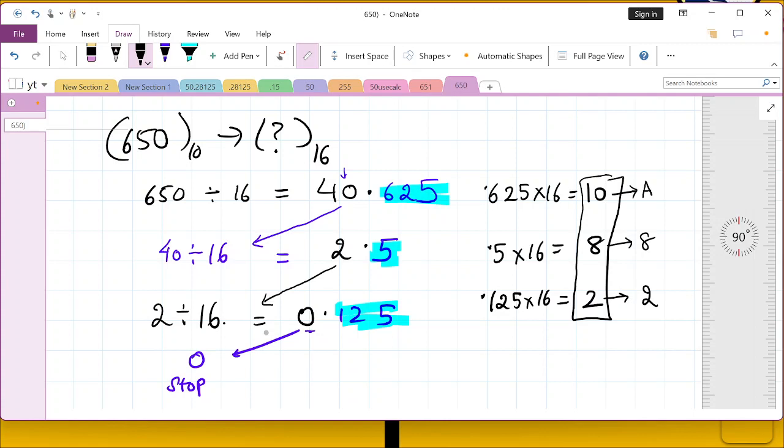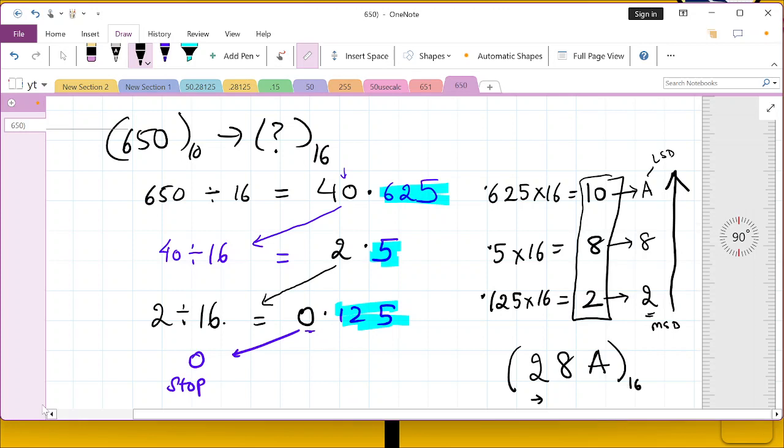Now as we did in the previous case of whole numbers, we will read all these remainders from bottom to top, and our answer will become 2, and we'll write in this direction 8A. So A will be our least significant hexadecimal digit, and 2 will be the most significant hexadecimal digit. Whichever first remainder is there, that is the least significant digit. So this is our hexa number.